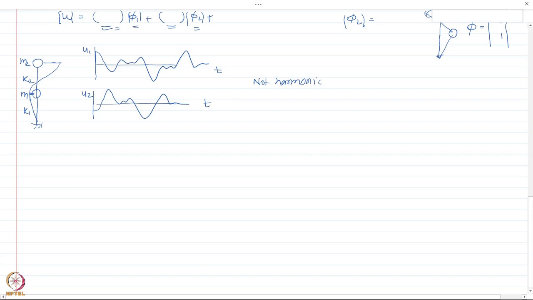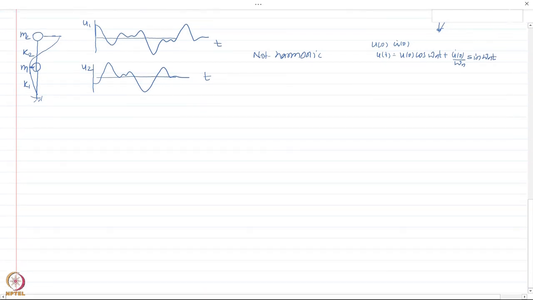Now compare that to a single degree of freedom system, in which when we provided initial conditions u0 and u̇0, we said that the resulting motion would be harmonic and it was given as u0 cos ωnt plus u̇0 divided by ωn sin ωnt. But that is not the case here. In general, the resulting motion is not harmonic.